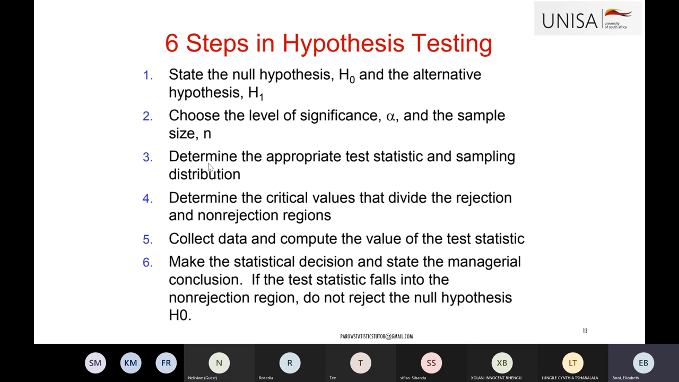You need to state the appropriate test statistic that you're going to apply. Then step number four, once you know what test statistic you're going to apply, you need to find the critical values so that you can have the two regions of rejection, and then do the calculation to calculate your test statistic that you have identified in step number three. And the last step is our favorite step, where we make a decision by taking your critical value and your test statistic, comparing the two and seeing where your test statistic falls, in the rejection area or non-rejection area, and make a decision in this instance.